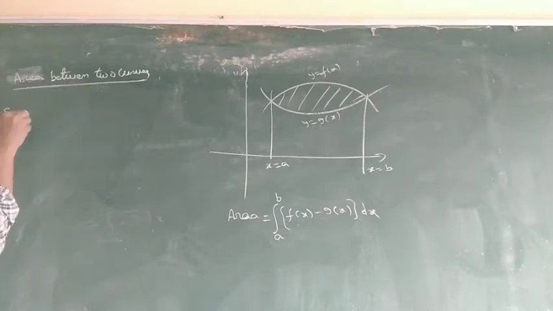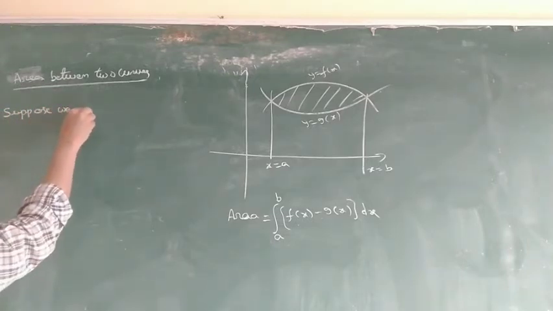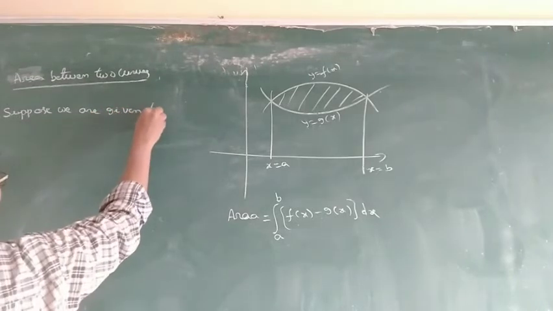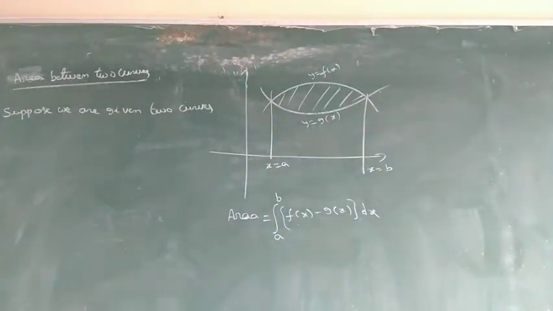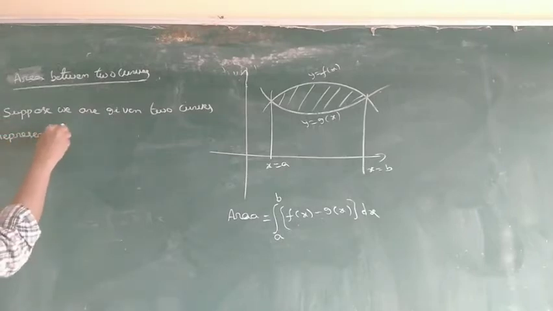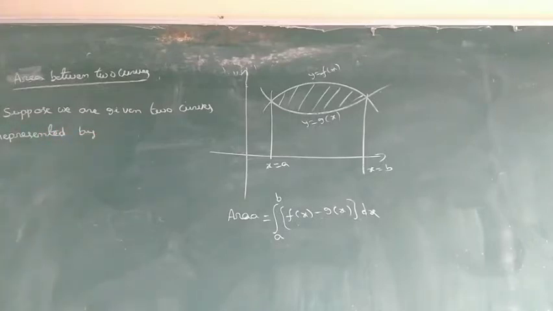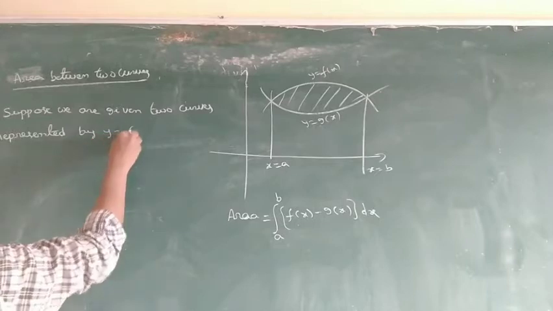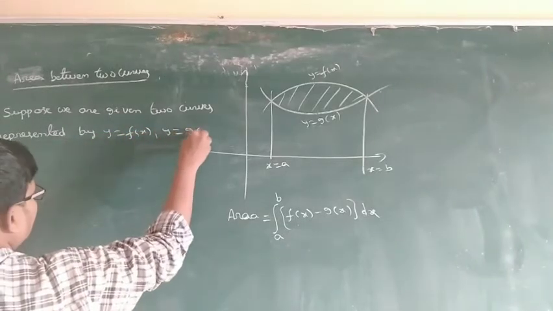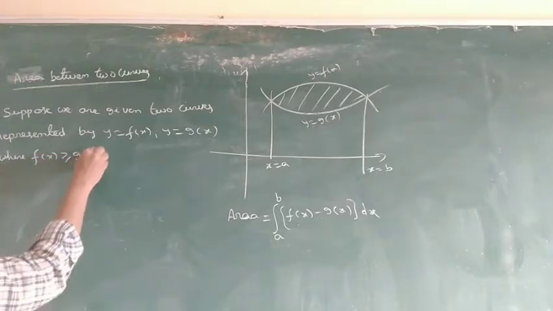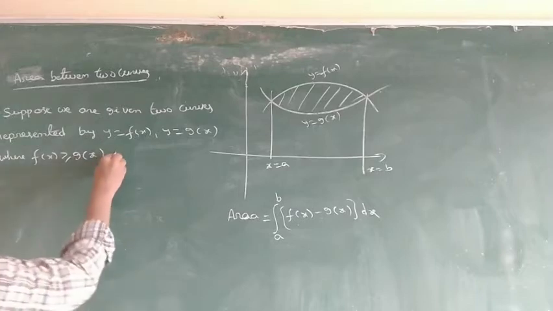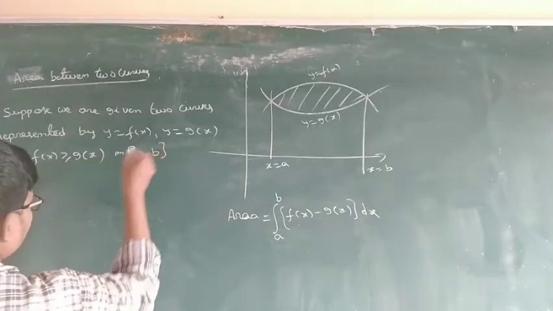Suppose we are given two curves represented by y is equal to f of x, y is equal to g of x, where f of x is greater than or equal to g of x in the closed interval a comma b in the domain. A, b domain means limits.